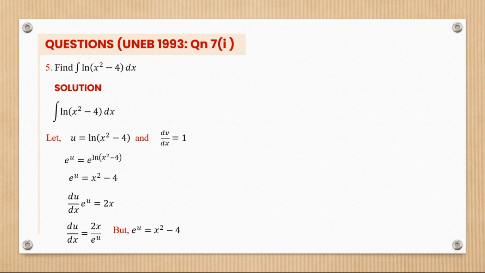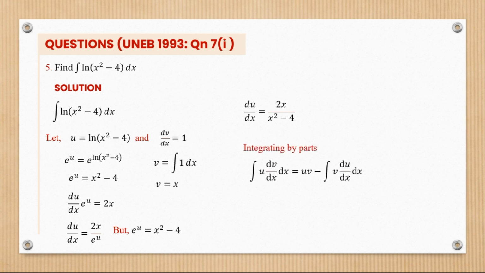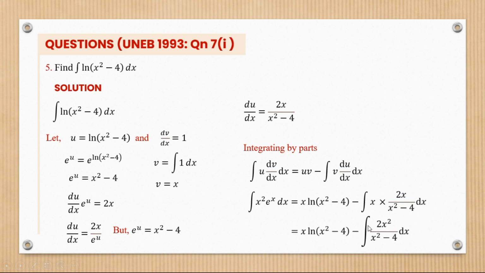But e to the u is x squared minus 4, so that means du/dx is equal to 2x over x squared minus 4. Now to find the v value, we just have to integrate the 1, and v shall be equal to x. So now from the formula of integration by parts, we substitute in the values: where there is a u, we substitute in our u value, then v value, minus the integral of the v value times the du/dx value dx. That's what we end up having, but we can see that this part here still needs to be integrated even further. So let's look at this integral critically.